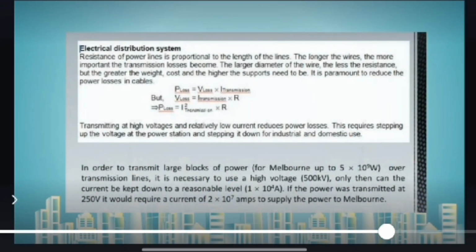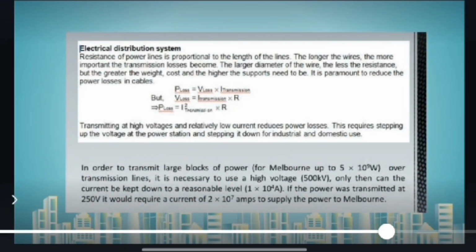Electricity distribution system. Resistance of power lines is proportional to the length of the lines. The longer the wires, the more important the transmission losses become. The larger the diameter of the wire, the less the resistance, but the greater the weight, cost, and the higher the supports need to be. It is paramount to reduce the power losses in cables.